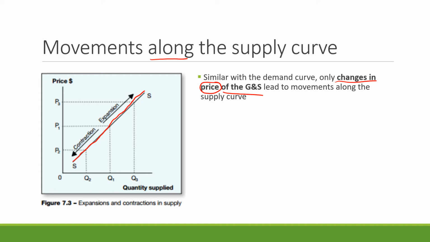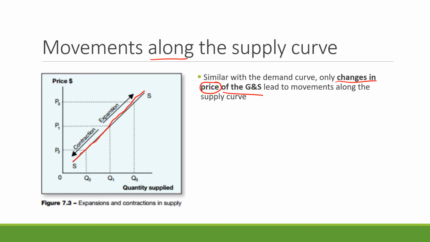Now, we can have two things that occur here. We either have an expansion in supply or a contraction in supply. And it's really important that you use this terminology. Do not call it an increase in supply based on the price increasing, or a decrease in supply based on the price decreasing. If the quantity is changing, you say that the quantity expands or the quantity contracts only when we look at changes based on price and movements along the curve.